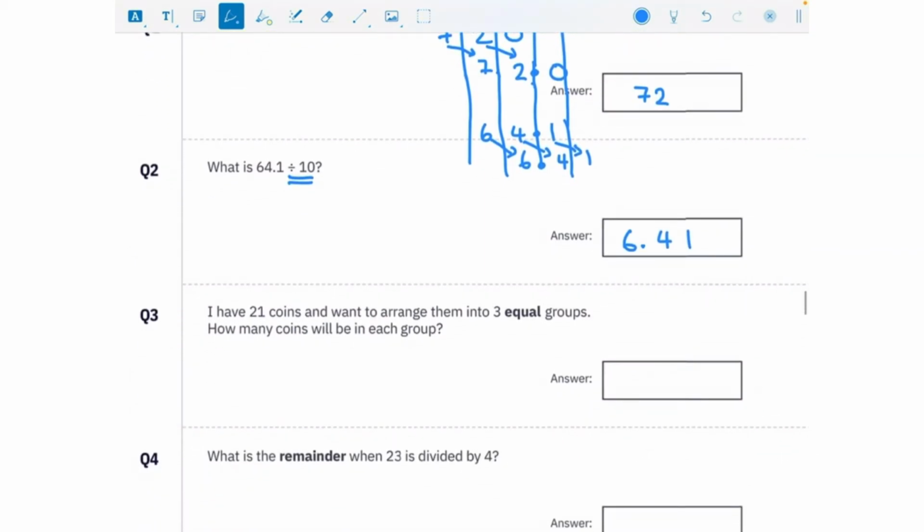Question number 3, I have 21 coins. I want to arrange them into 3 equal groups. How many coins will be in each group? So we're doing 21 divided or shared into 3 equal groups, and using our times tables we know that 3 times 7 is 21, so 21 divided by 3 is 7.